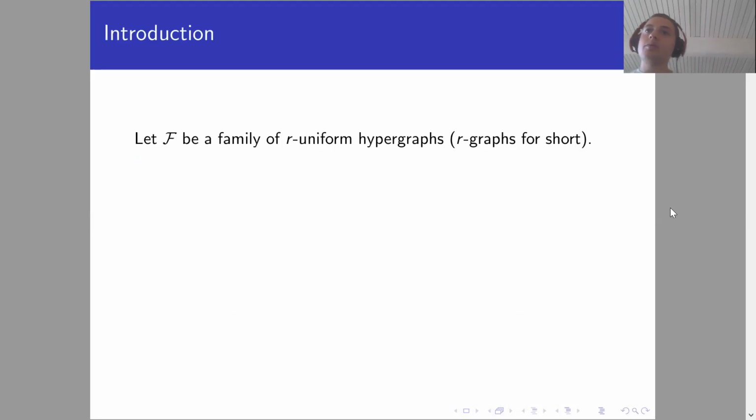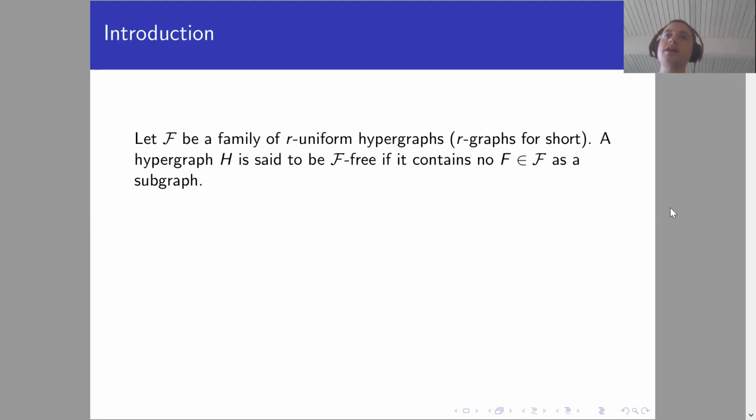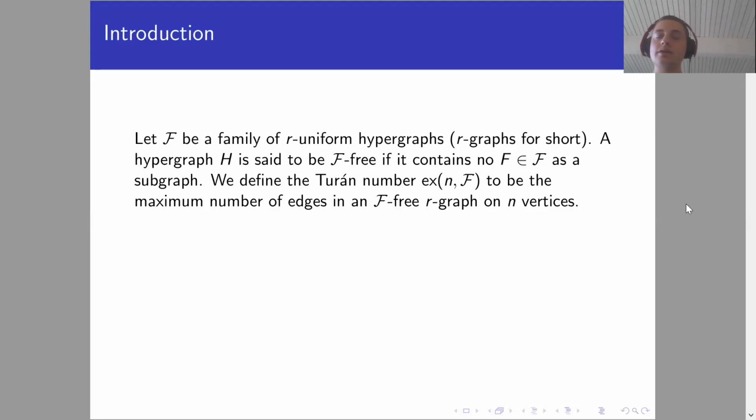So to start, we're going to consider a family of r-uniform hypergraphs, called r-graphs for short. And we'll say that a hypergraph H is F-free if it contains none of the elements of this family F as a subgraph. And the central object we're going to be looking at is the Turán number, denoted by ex_r(n, F). This is the maximum number of edges in an F-free r-graph on n vertices.